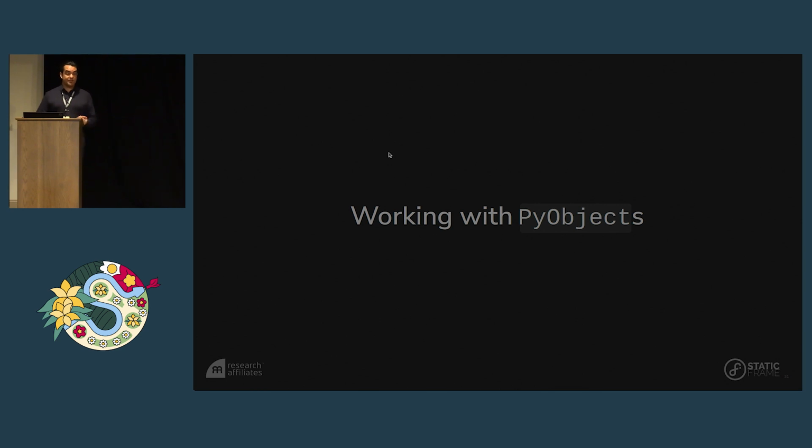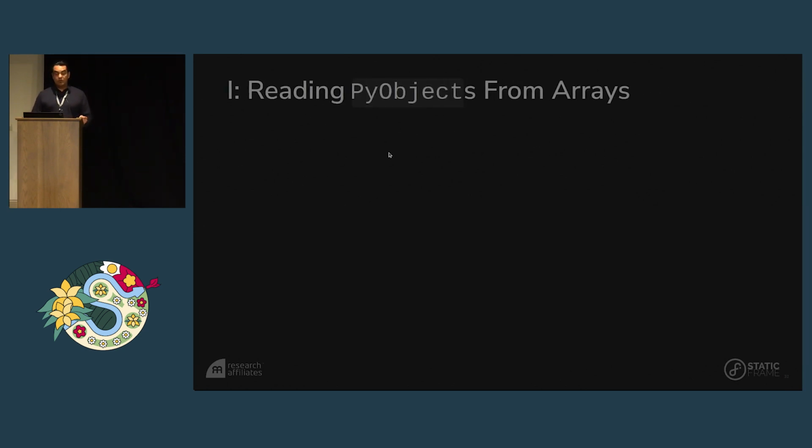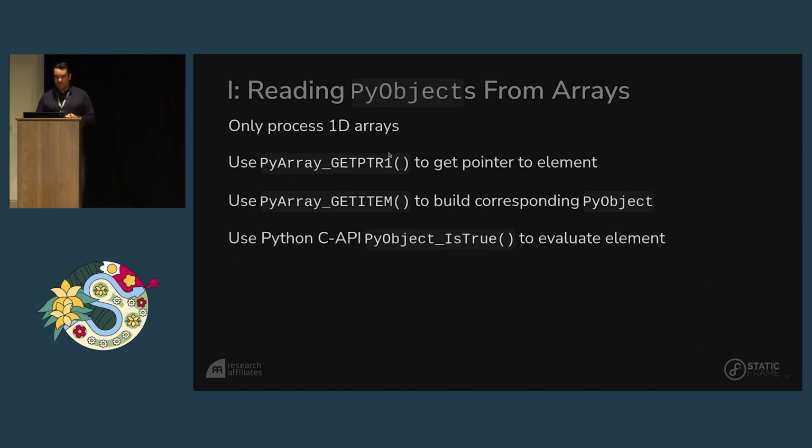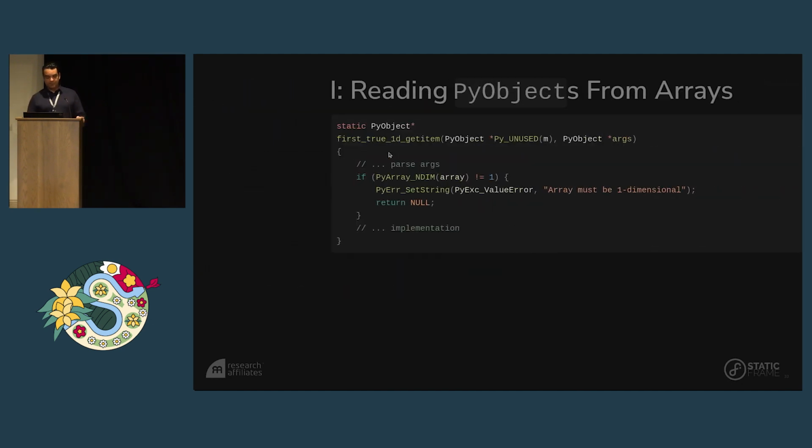We'll start with working with PyObjects. Now, this is counterintuitive. I said you get good performance by not working with PyObjects, but I think this gives us a useful baseline. So how do we read PyObjects from arrays? Well, we're going to see that. We're going to put some constraints. We're only going to process 1D arrays to make this simple. We're going to use PyArray_GetPtr from the NumPy C API to get a pointer to the element. We're going to use PyArray_GETITEM to convert that to a PyObject. And then we can use the Python C API PyObject_IsTrue to evaluate that element. Because we're using PyObjects, we have to manage reference counts, which adds to the overhead of this approach.